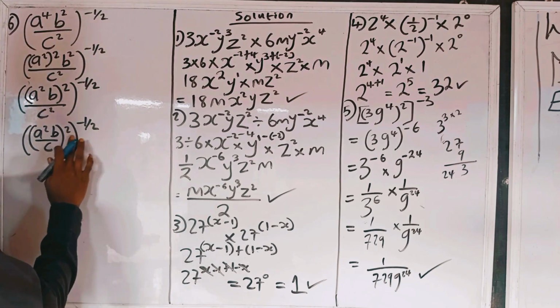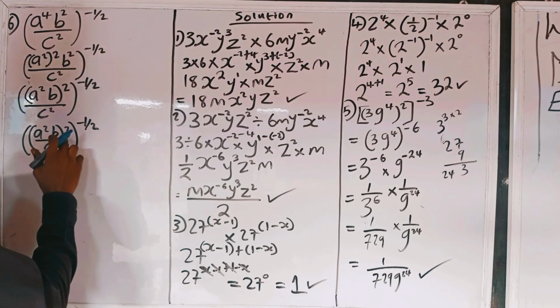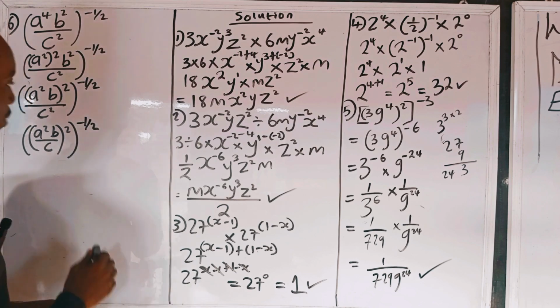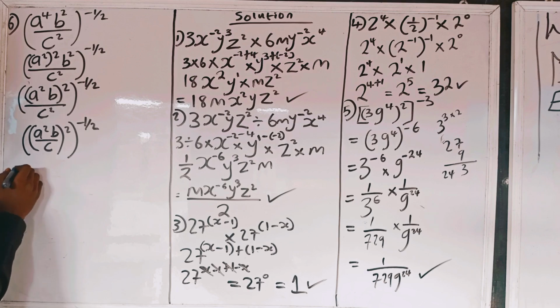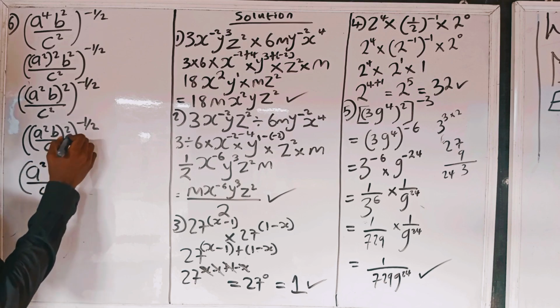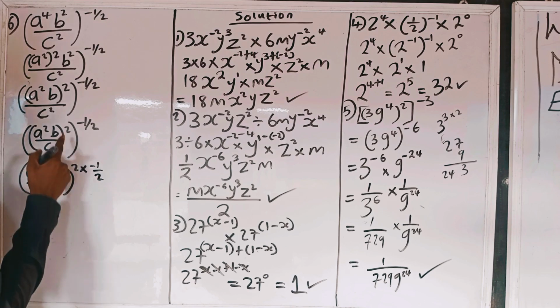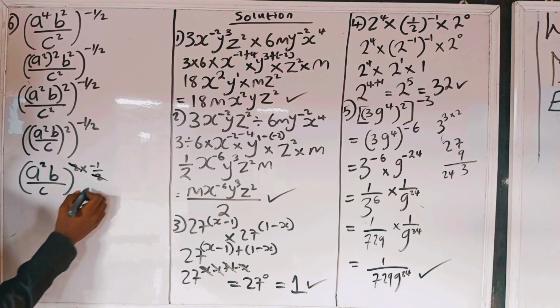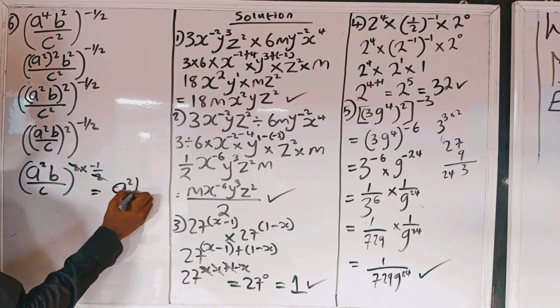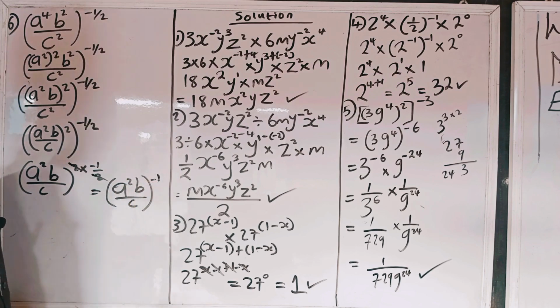The next thing is now this power. Now don't forget, we have the power of a power, right? Power of a power, so we multiply them together. So here we're going to have a squared b all over c, then we have 2 times negative 1 over 2. Okay, multiply these 2. So 2 cancels 2. So here now we have a squared b all over c, all to the power of negative 1.